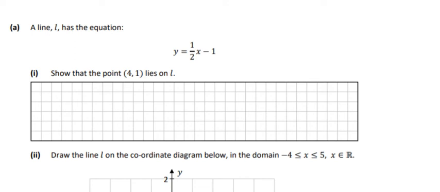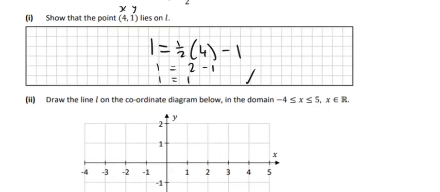3. The first one, we just need to see if that's on the line or not, so we're just going to put the 4 in instead of the x, and the 1 in instead of the y. Therefore 1 is equal to a half times what x is, which is 4, minus 1, so a half times 4 is 2 minus 1, so we get 1 is equal to 1. So we've shown it then.